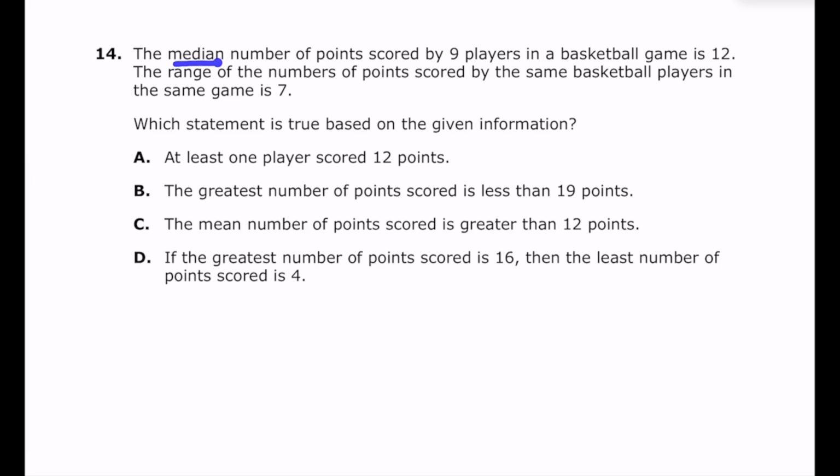It says the median number, this is the middle, of points by 9 players in a basketball game is going to be 12. Okay, the range, which is the biggest minus the smallest of the numbers, the points scored by the same basketball players, is going to be 7. Okay, so let's see here. A couple important things here. We have 9 players, so let's go ahead and say 1, 2, 3, 4, 5, 6, 7, 8, and 9. So here are the 9 players.